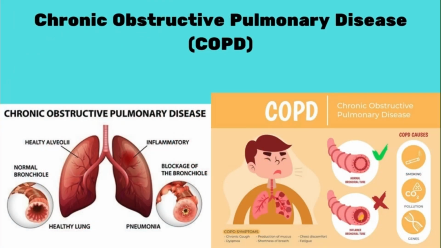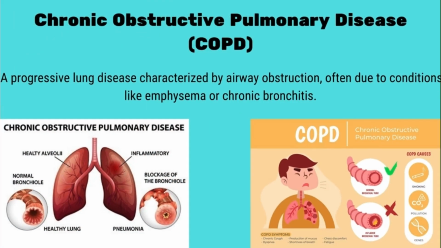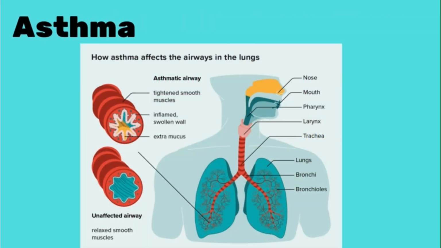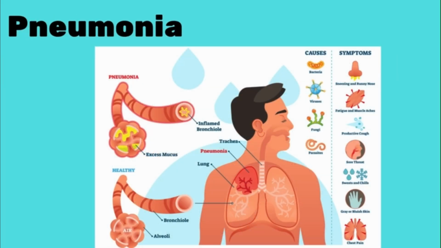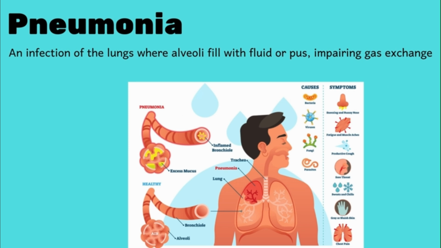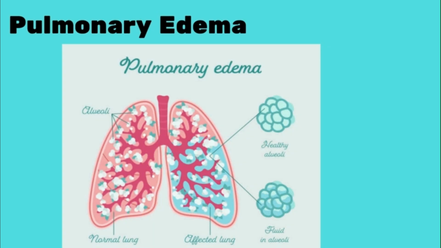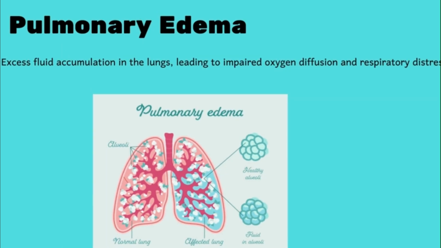Chronic obstructive pulmonary disease, COPD, a progressive lung disease characterized by airway obstruction, often due to conditions like emphysema or chronic bronchitis. Asthma, a condition involving inflammation and narrowing of the airways, leading to difficulty in breathing and wheezing. Pneumonia, an infection of the lungs where alveoli fill with fluid or pus, impairing gas exchange. Pulmonary edema, excess fluid accumulation in the lungs, leading to impaired oxygen diffusion and respiratory distress.